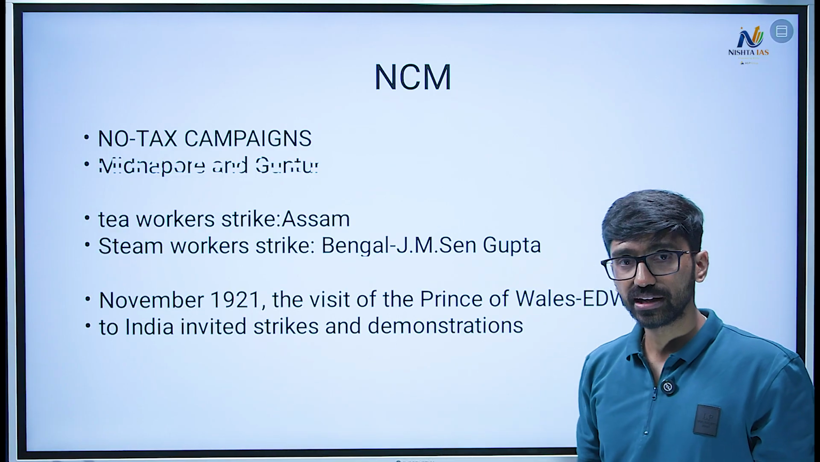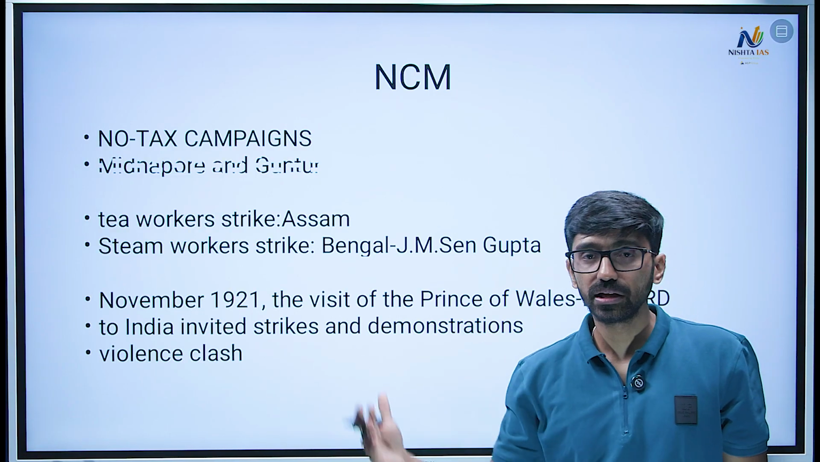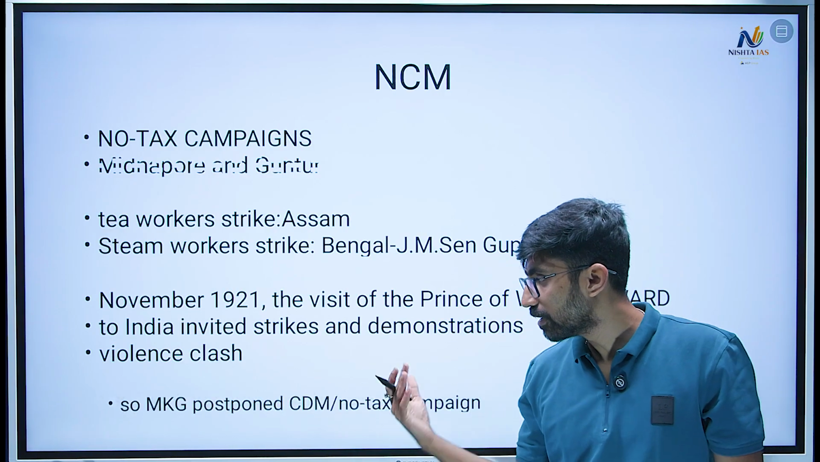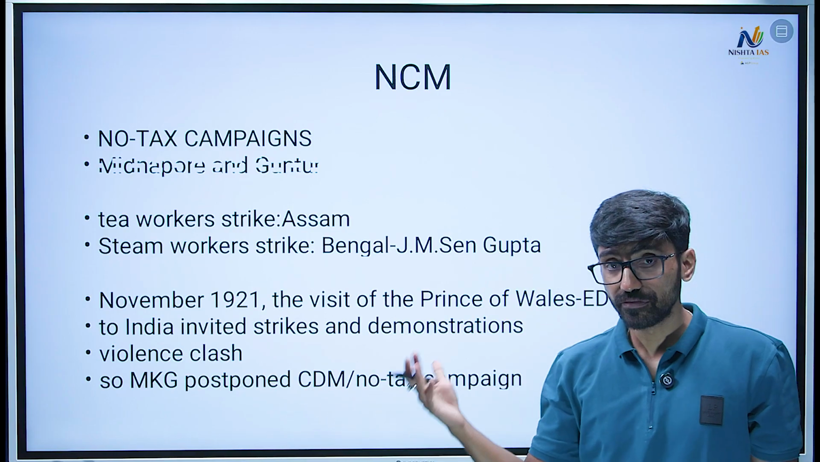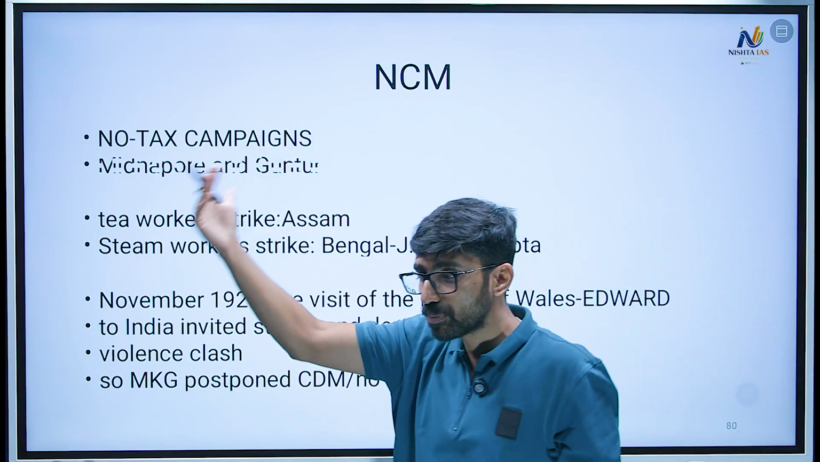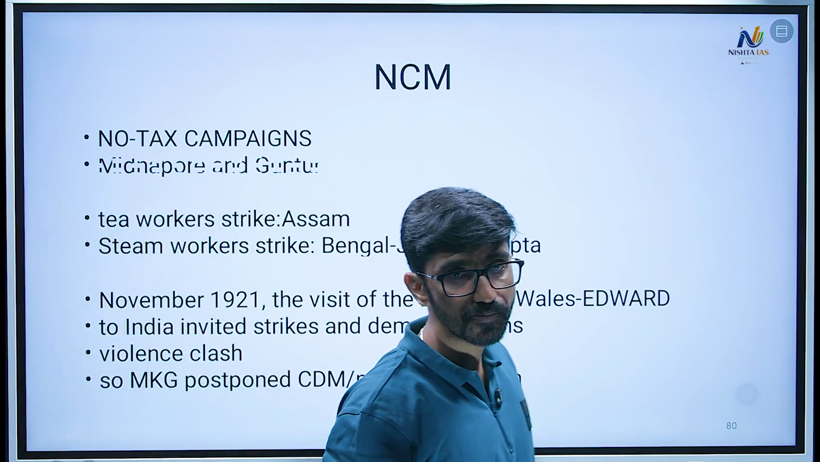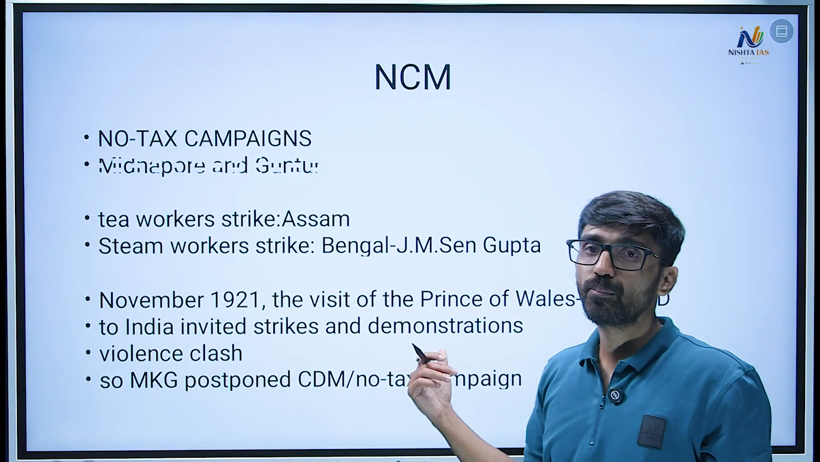There was a demonstration against his visit, but some people still went to meet him, to greet him, people in favor of the Britishers, and that led to clashes. That led to, we can say, violent clashes. So that is the reason Gandhi postponed CDM, the second phase. That is, CDM is the no tax campaign. Even though some people were already inspired to launch the no tax campaigns, officially it was never launched. Because of the violent clashes that happened, Gandhi postponed this one.